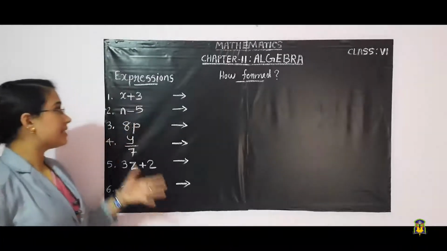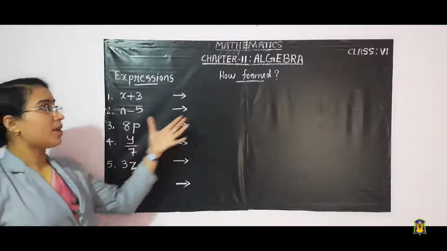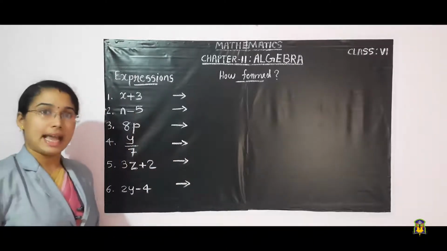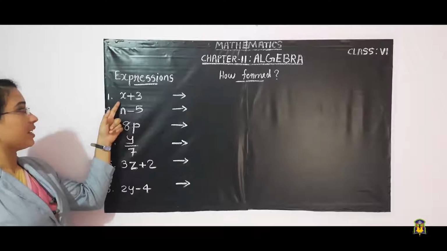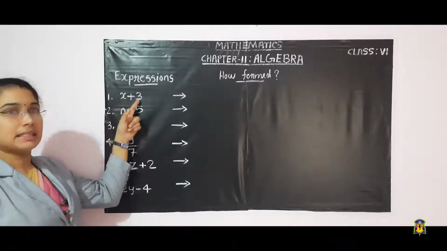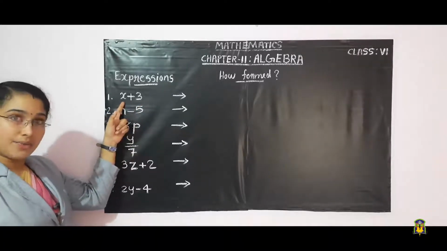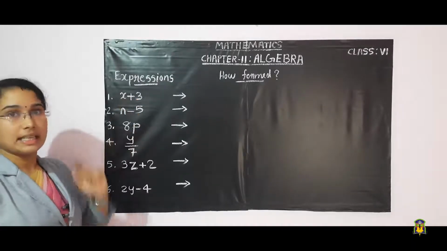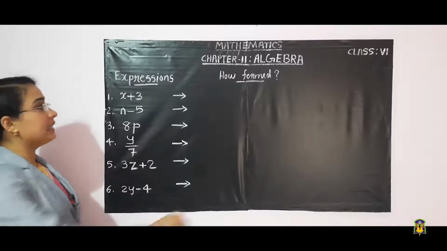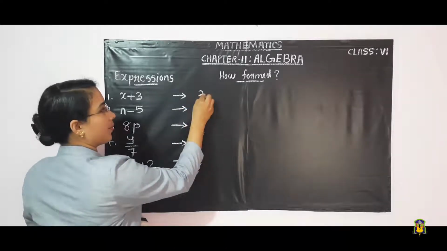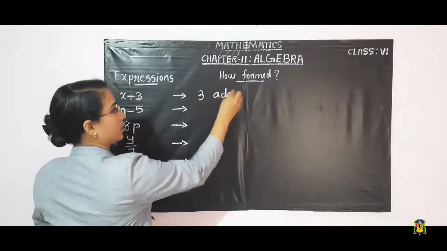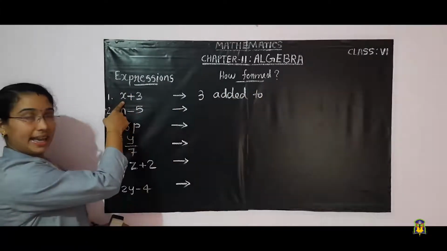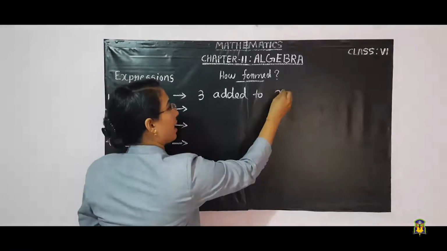Next, here you can see some expressions. We want to write how they are formed. Otherwise, what is the meaning of this expression? Okay. Then first one, how to read this? X plus 3. And x is the variable, 3 is the constant and the mathematical operation is addition. So we can write 3 added to what variable? X. 3 added to x.